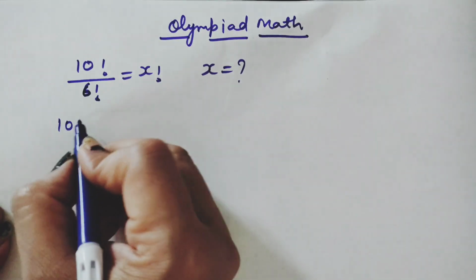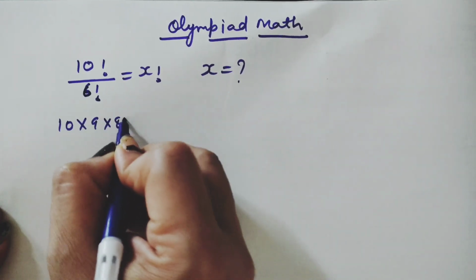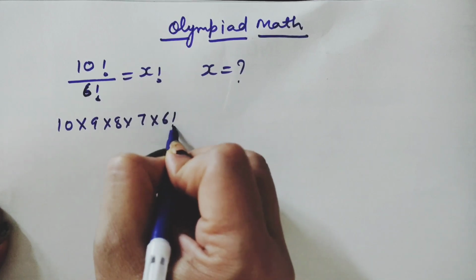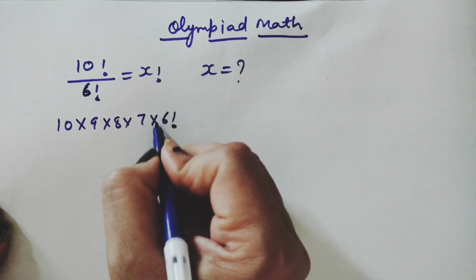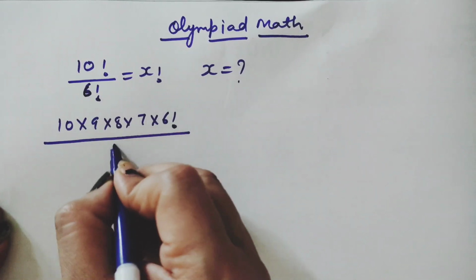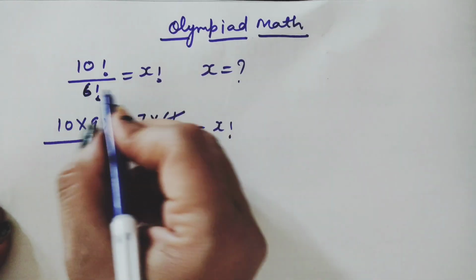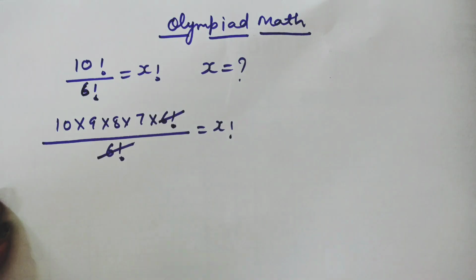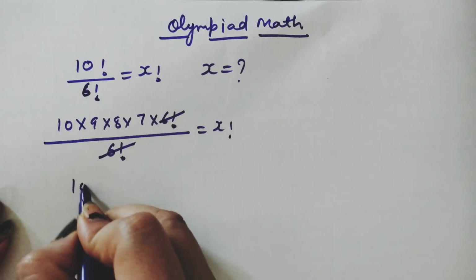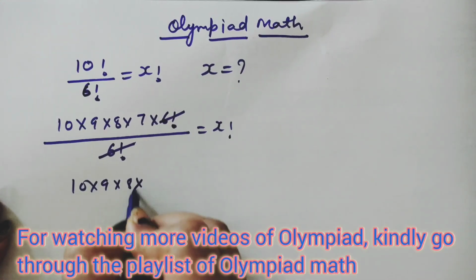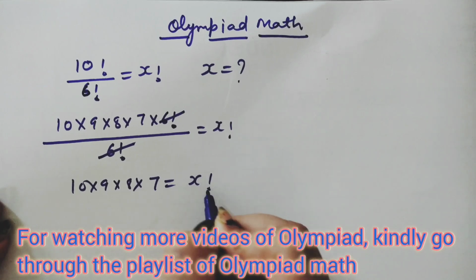So can we write this 10 factorial as 10 into 9 into 8 into 7 into 6 factorial. We will stop with 6 factorial because in the denominator is the 6 factorial, so it will be cancelled out very easily. That's why we will split the 10 factorial till 6 factorial. Now we have 10 into 9 into 8 into 7 equals x factorial.